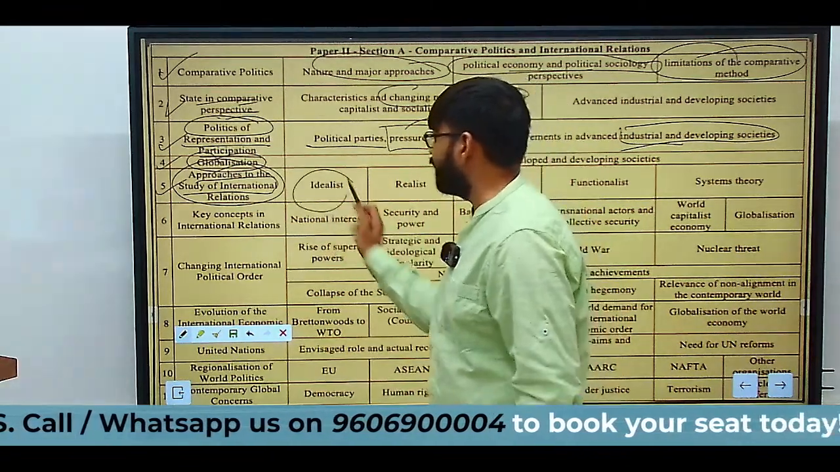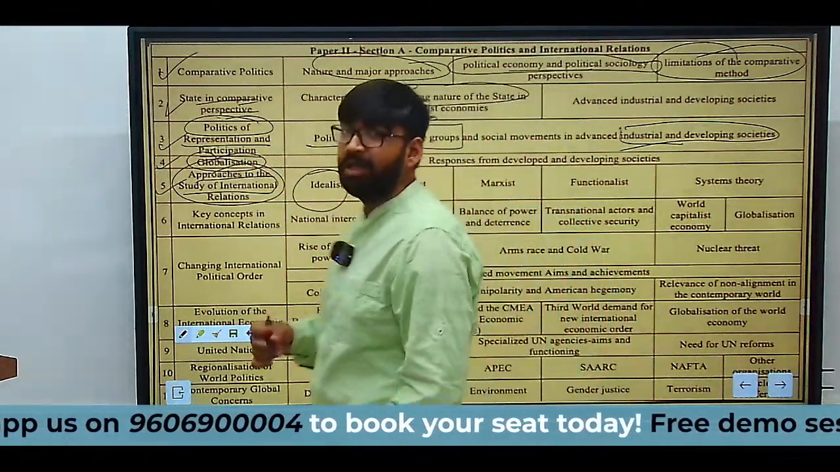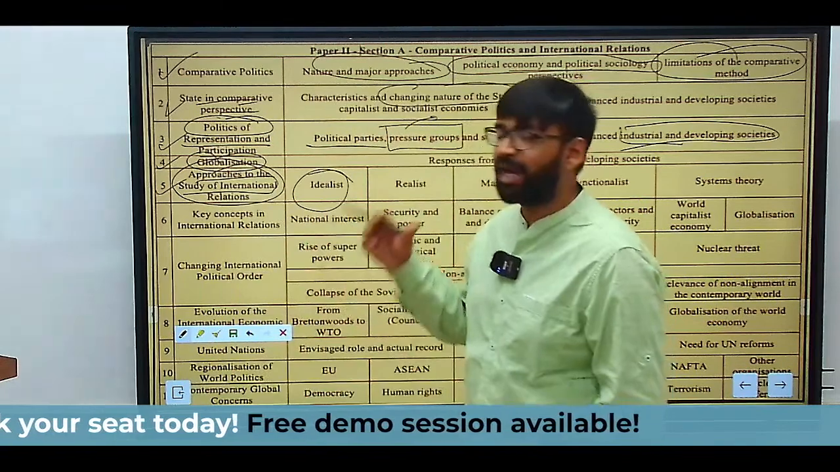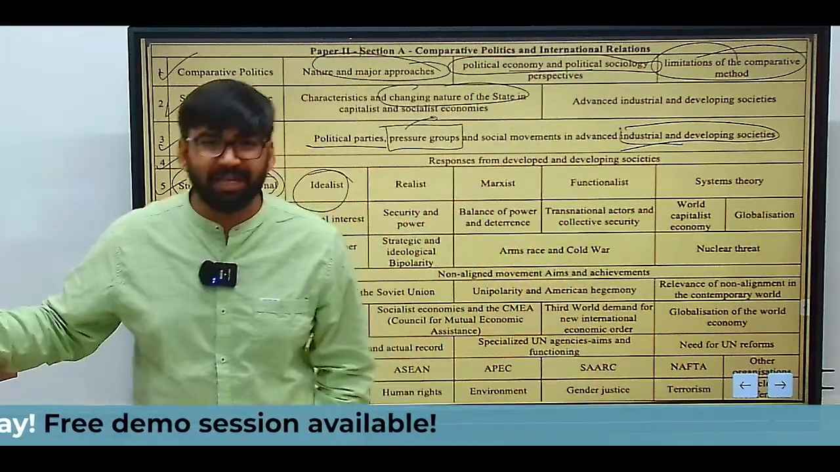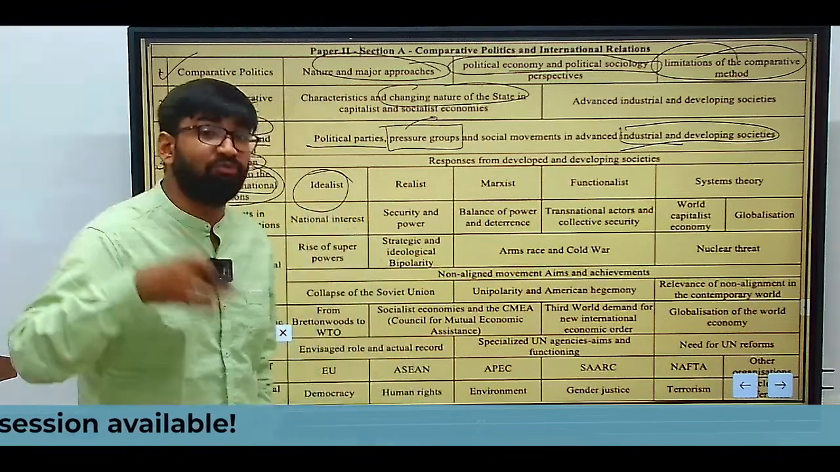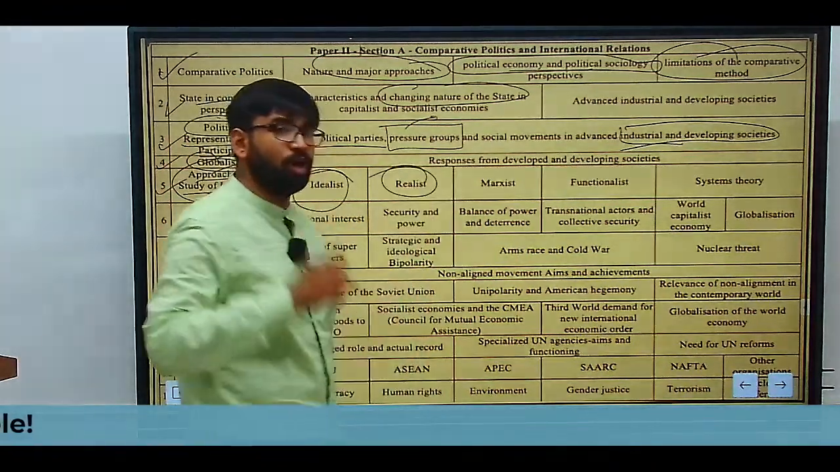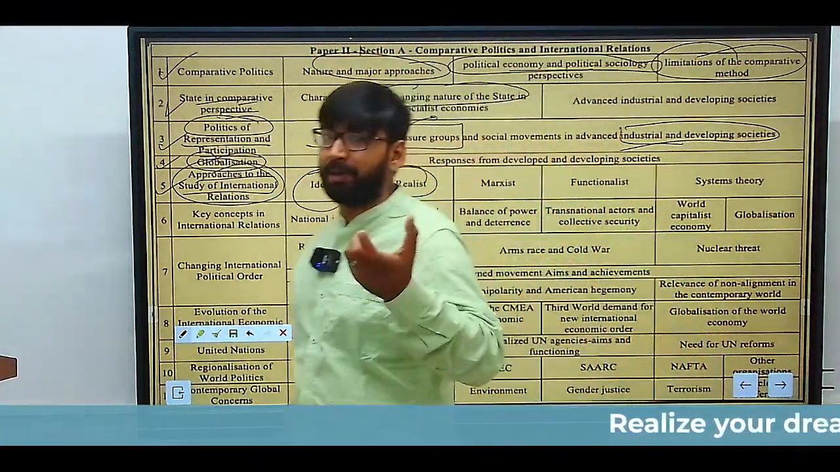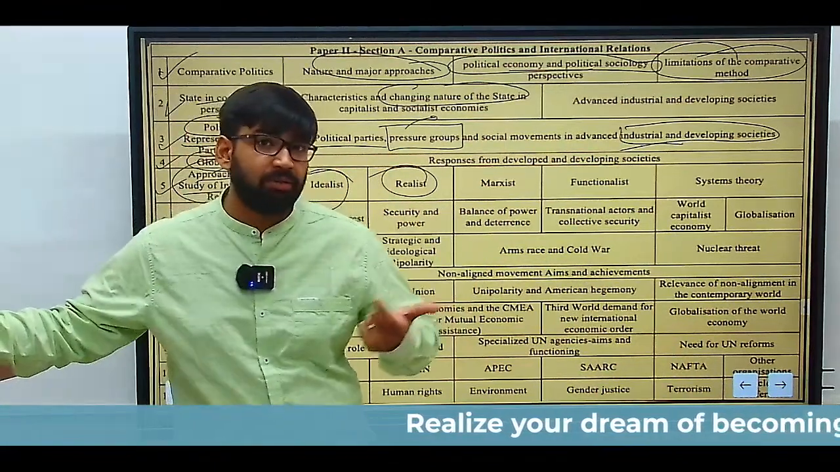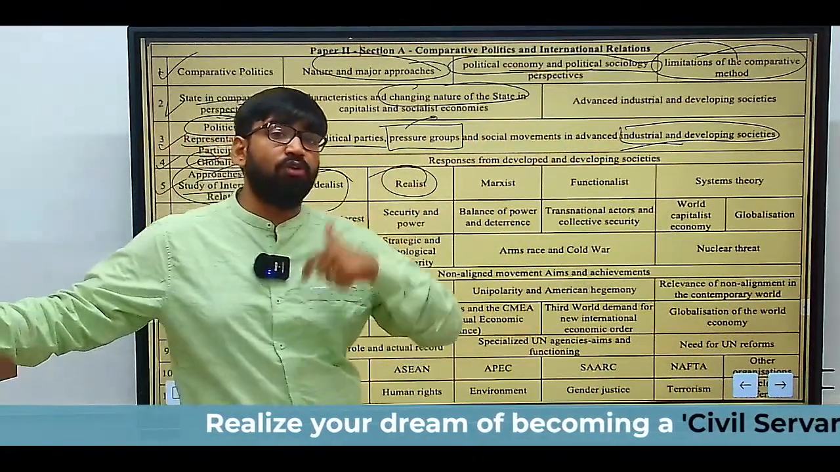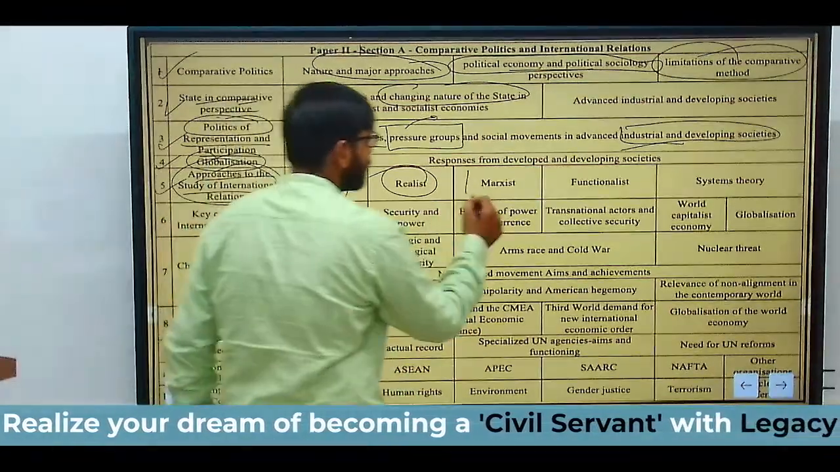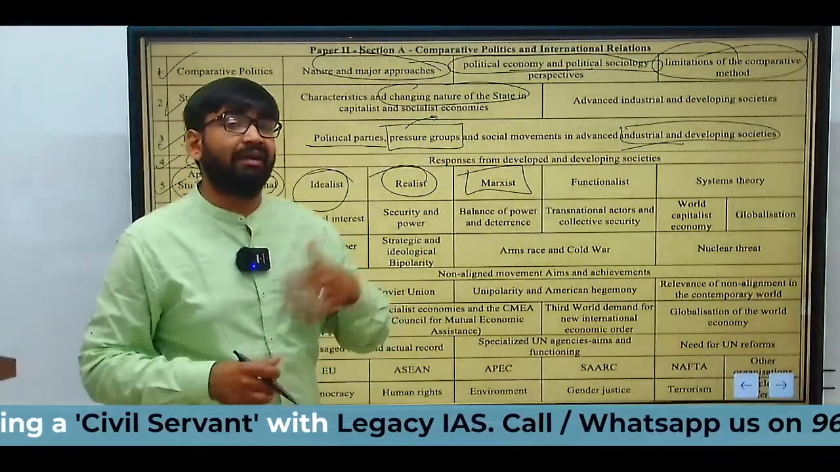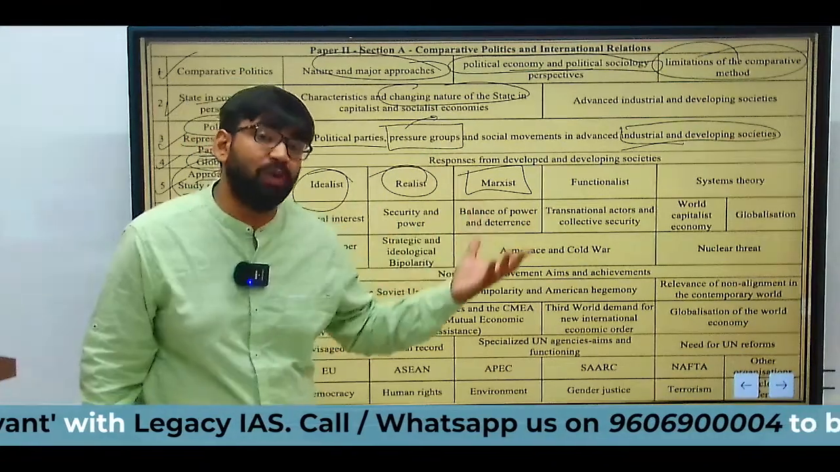Now what is the idealist perspective of international relations? For example, the foreign policy of Nehru is totally based on idealism. Idealism means believing in moral behavior and in values. Then the realist perspective. If you see, at the same time when India got its independence, the realist perspective was shown by China, that means the foreign policy of Mao Zedong. Then the Marxist perspective. This perspective was taken into consideration by Russia, or you can say the former USSR countries.